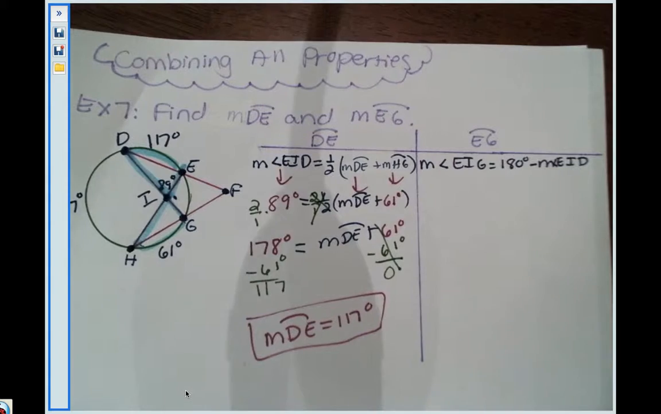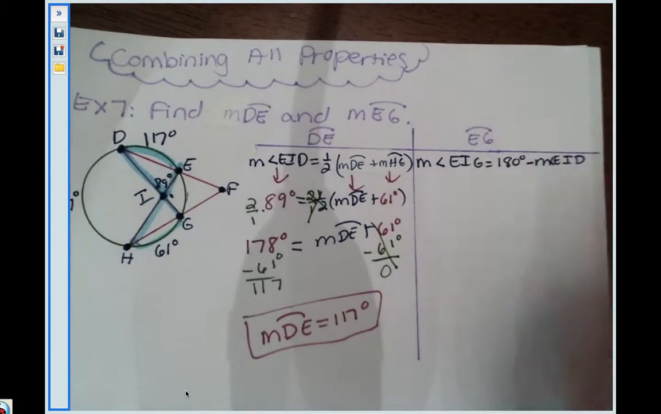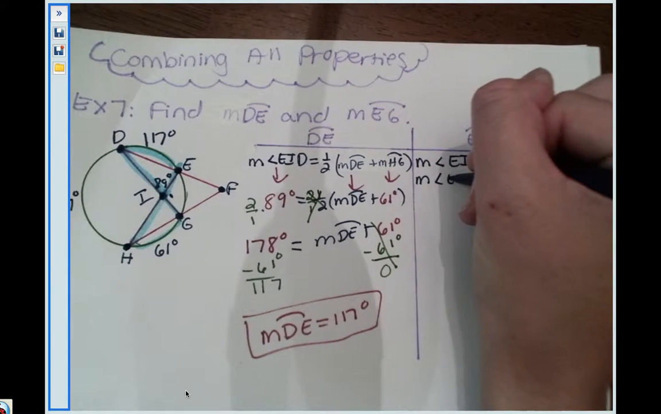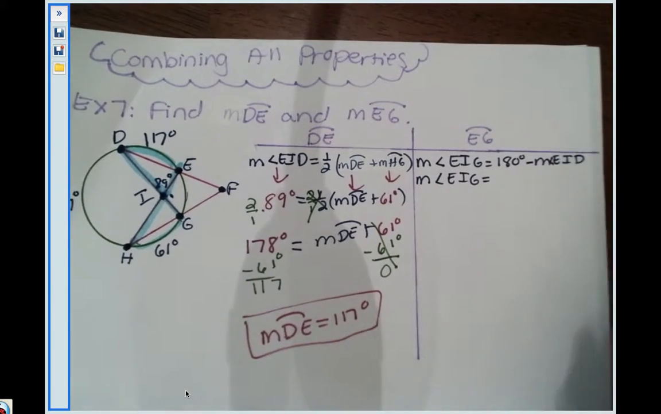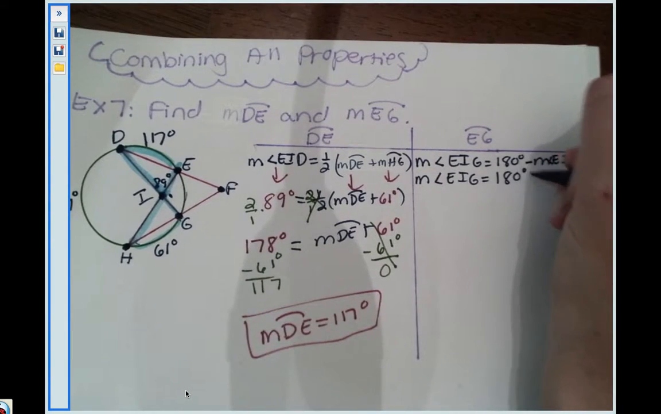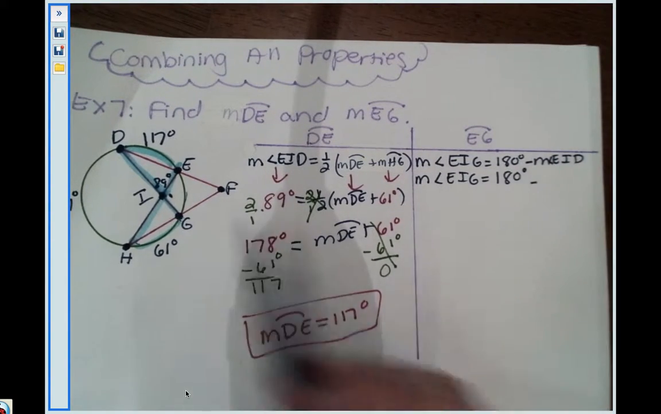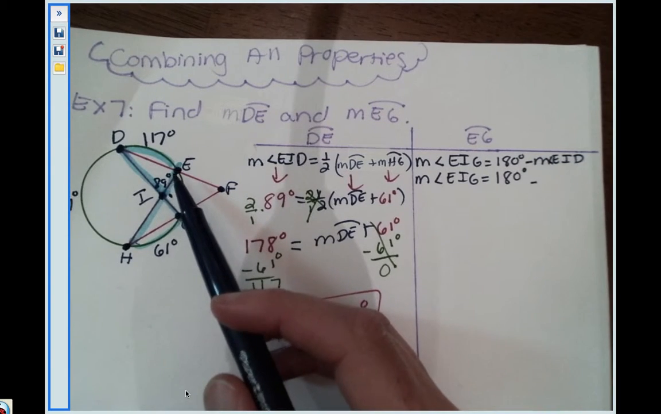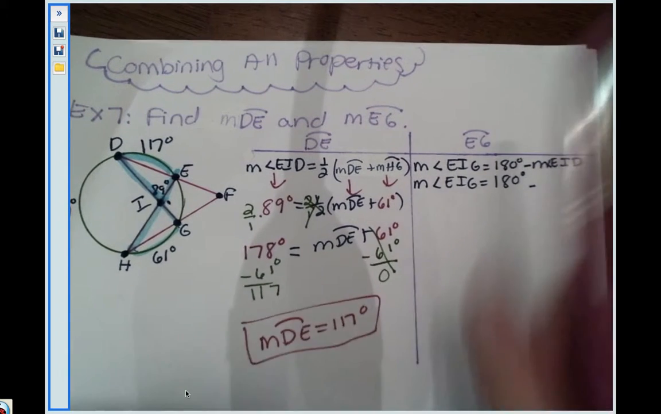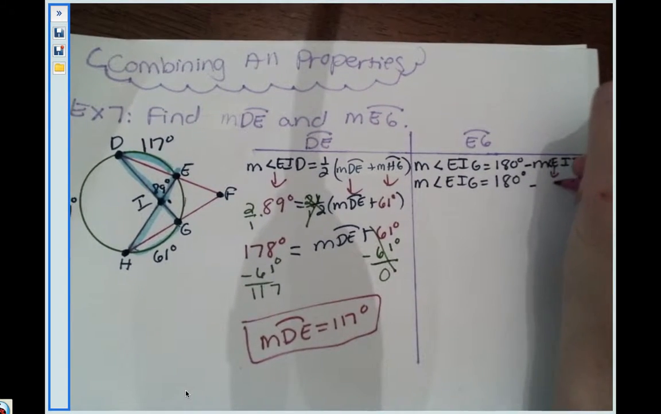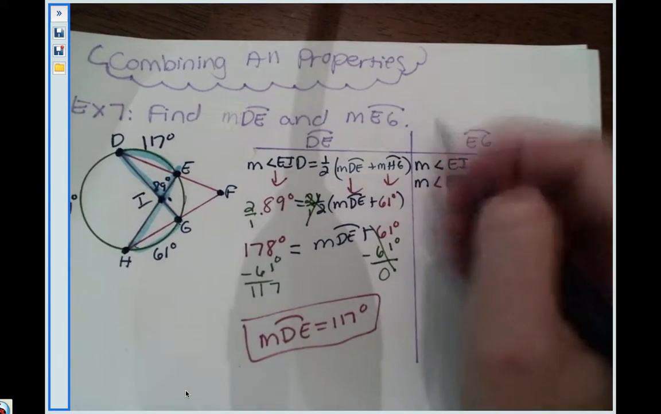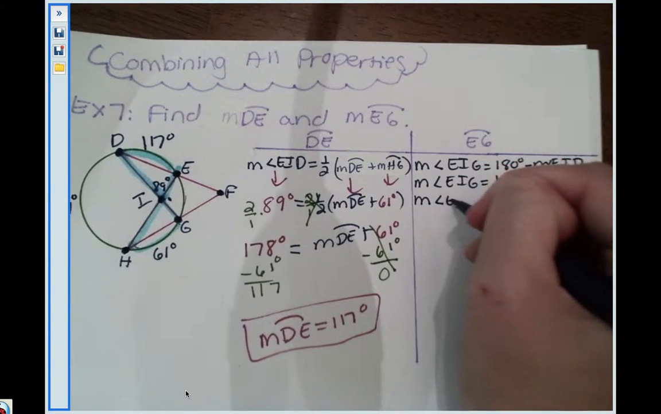All right, so let's solve for the measure of EIG real quickly. So the measure of EIG equals 180 degrees minus the measure of angle EID, which is this one right here, so minus 89 degrees. Okay, so let's figure out what this angle is, and we can get started on solving that.